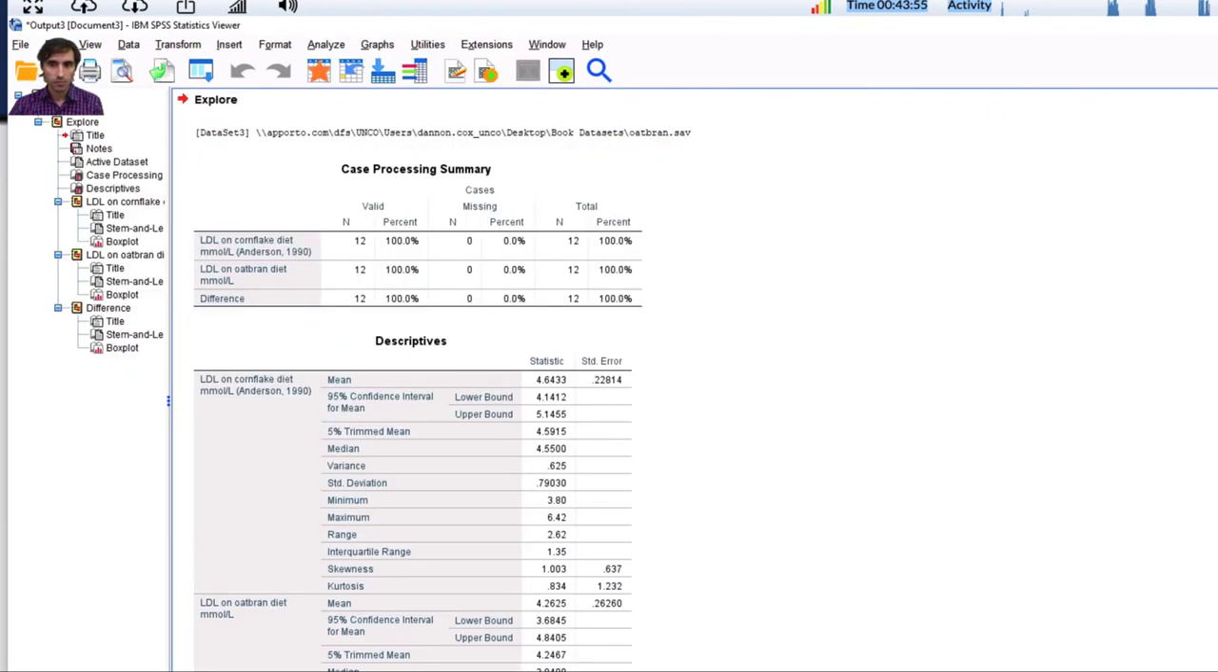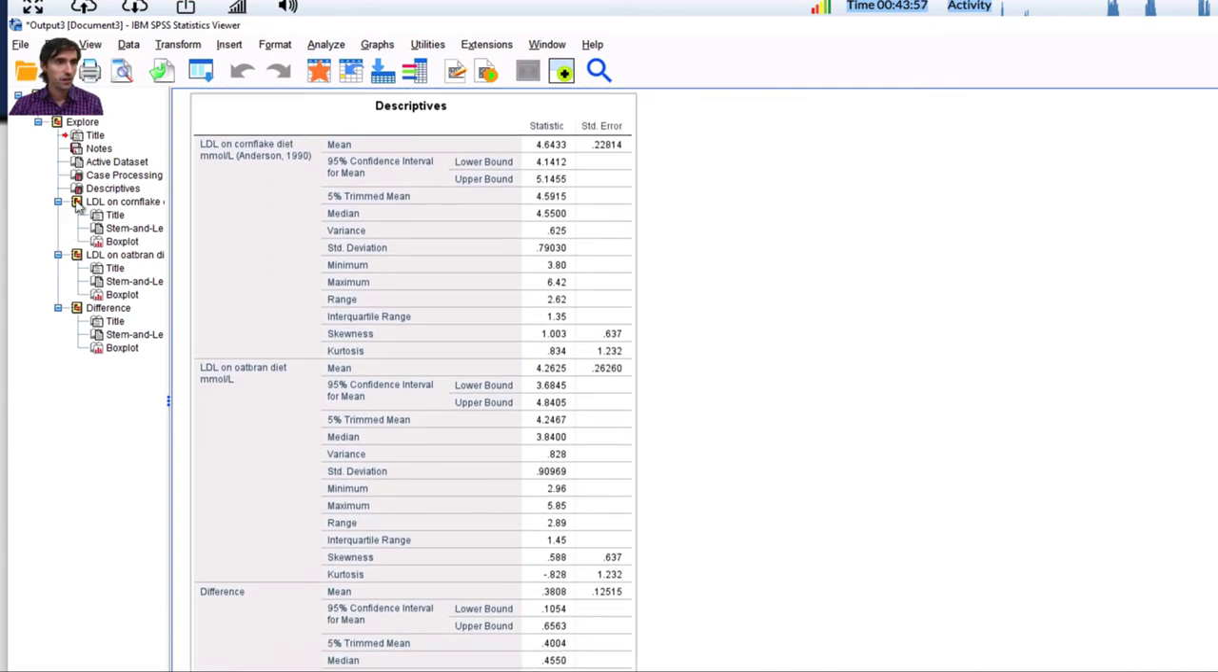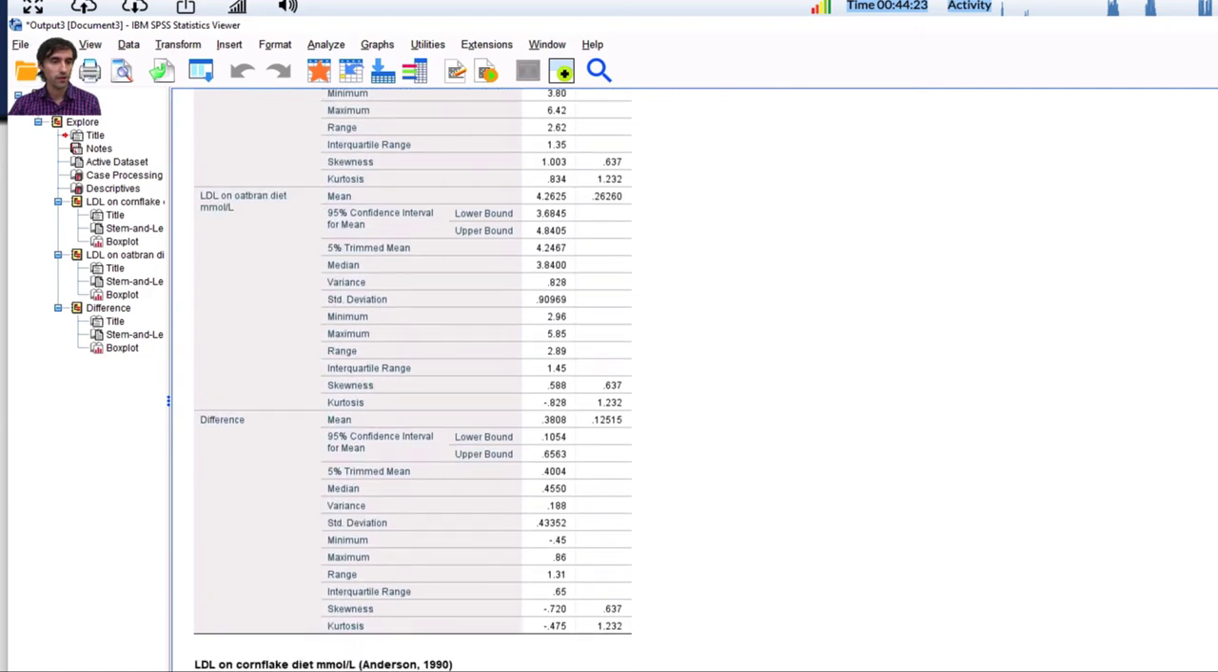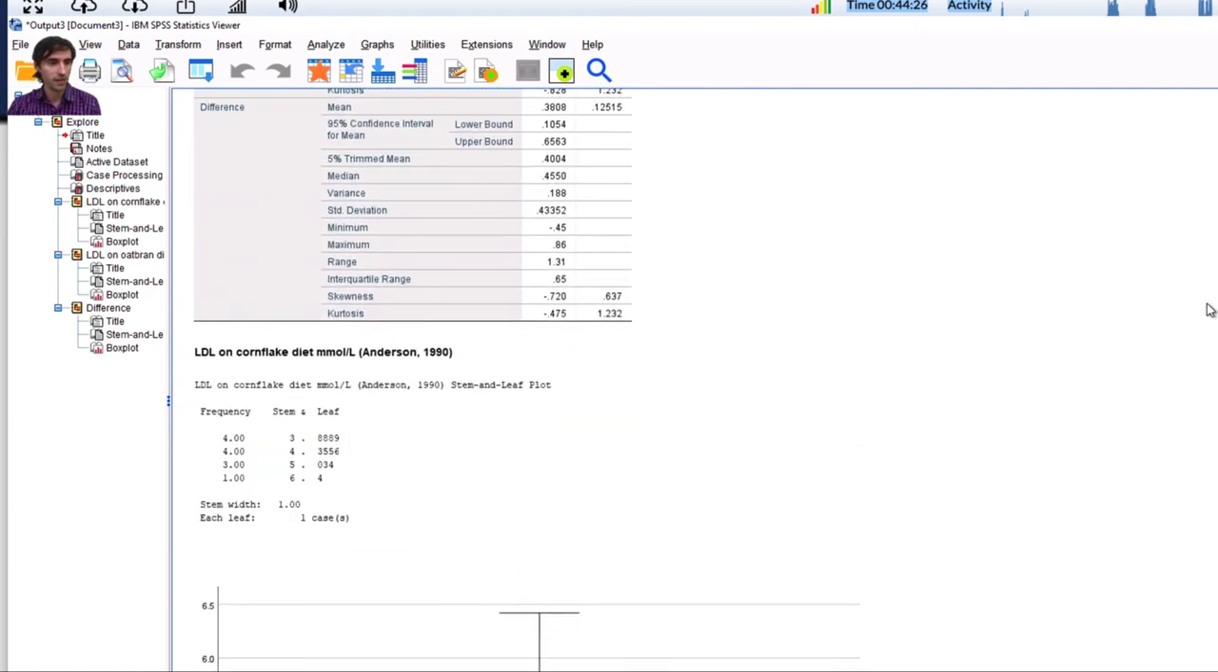All right, so we have our cornflake diet, our oat bran diet, and then we have our difference. Our mean here is 4.64, and our oat bran is 4.26. If you were to subtract those, we would get 0.38 as our difference mean. There's all of our lovely information right there for us, so we don't have to calculate anything by hand.